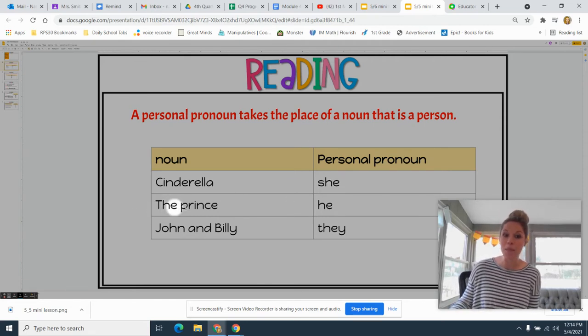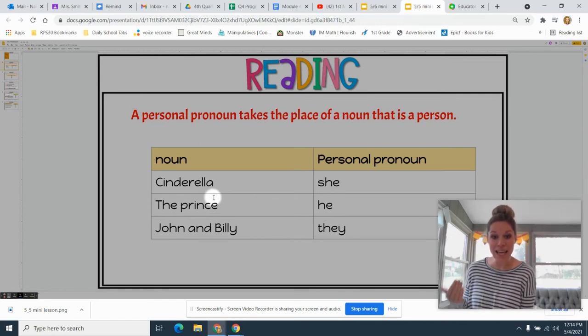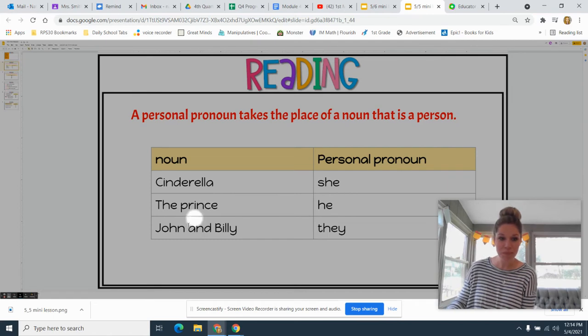We said the prince is the noun that could change to he. Instead of saying the prince found the slipper, we could say he found the slipper. John and Billy are two people. We could say John and Billy sat next to each other, or we could say they sat next to each other. These are all examples of personal pronouns. It takes the place of a noun that is a person.